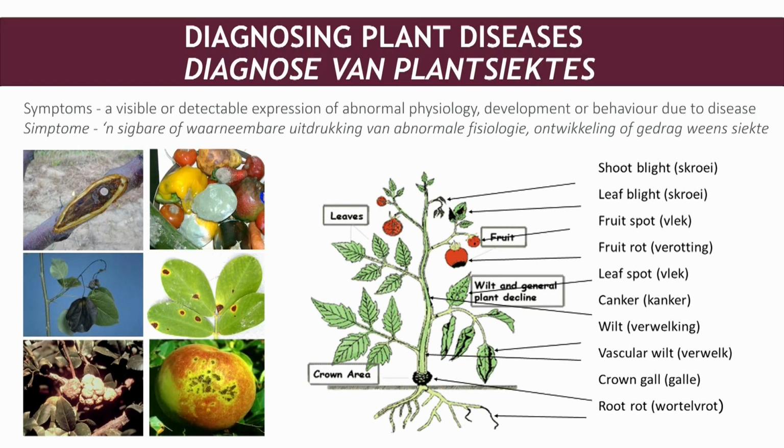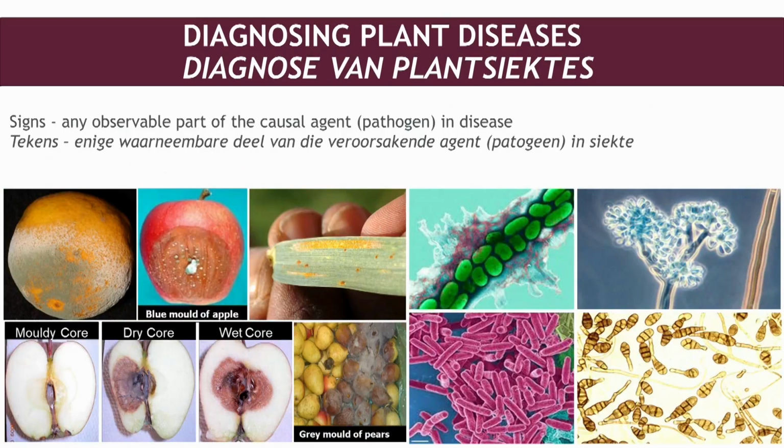Firstly, we start with diagnosing a disease. So here you can see some samples of disease symptoms. We've got shoot blight, leaf blight, fruit spots, wilt, and right down to the roots having crown galls or even root rot. So this is what we see visually first. Then we want to see what is causing this disease. And we look at trying to find signs of the symptom and identify the causal organisms.